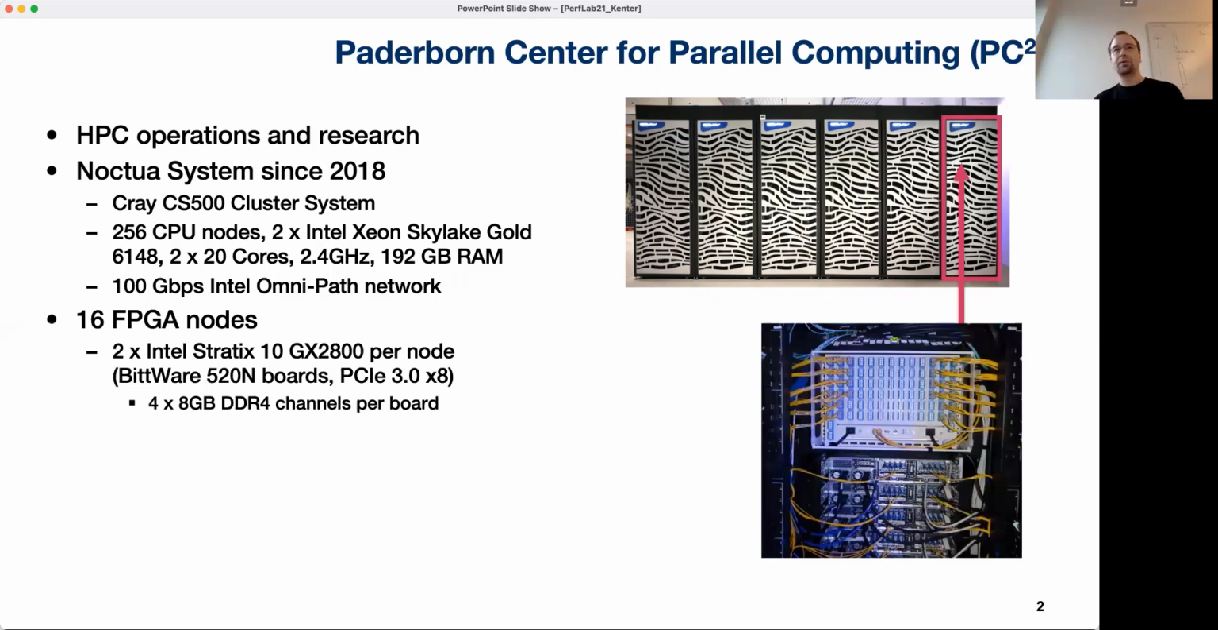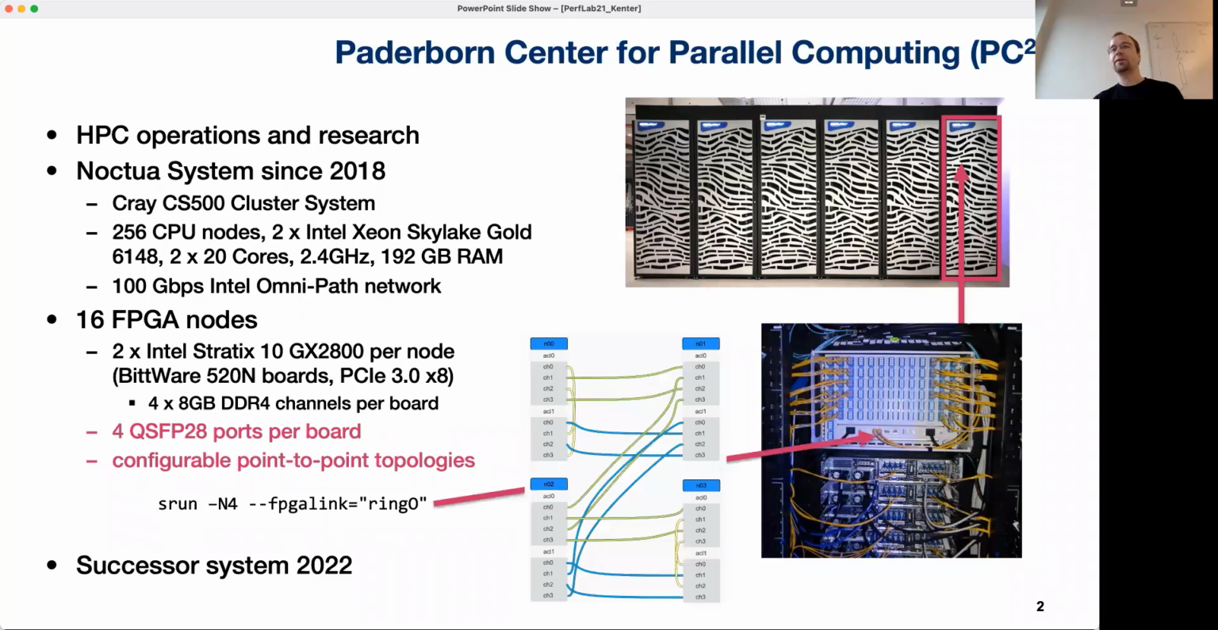Each of those nodes contains two Intel Stratix 10 FPGAs in a Bittware 520N board. Additionally, these FPGAs are connected via a custom interconnect that allows configurable point-to-point links between all of these FPGAs. In the work that I'm going to talk about today, we are focusing on single FPGA acceleration, and in the outlook, you will see that we are also planning to extend this to multiple FPGAs.